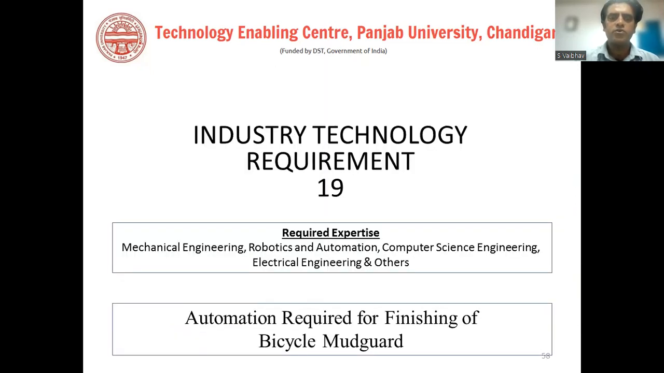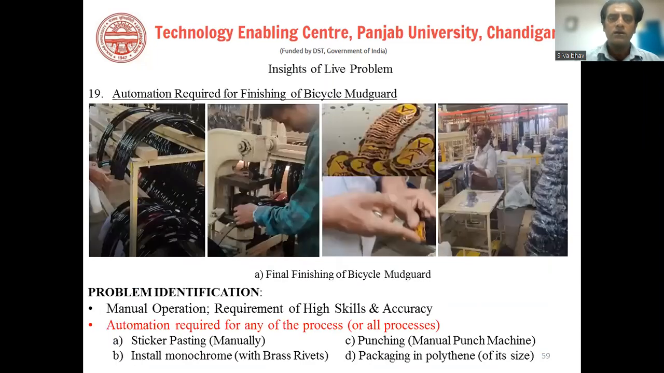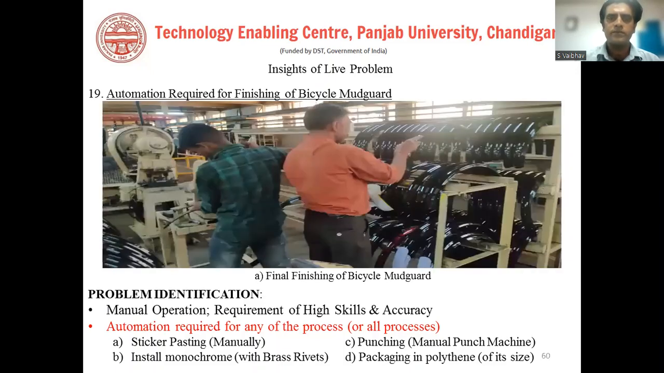The next industrial issue is related to the automation required for finishing of bicycle mudguard. This is the problem of the same industry. For the final finishing of bicycle mudguard, they are utilizing manual operations, and it also requires high skills and accuracy. So automation is required for any or all of these processes. These are the 4 different processes involved in the manufacturing and finishing of bicycle mudguard: sticker pasting, install monochrome, punching, and packaging in polythene.